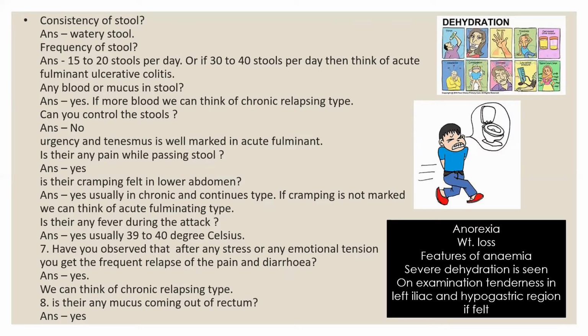Is there any fever during the attack? Yes, usually 39 to 40 degrees Celsius. Have you observed that after any stress or emotional tension, you get frequent relapse of pain and diarrhea? Yes. We can think of chronic relapsing type of ulcerative colitis. Is there any mucus coming out of rectum? Yes. Anorexia, weight loss, features of anemia, severe dehydration is seen. On examination, tenderness in left iliac and hypogastric region is felt.